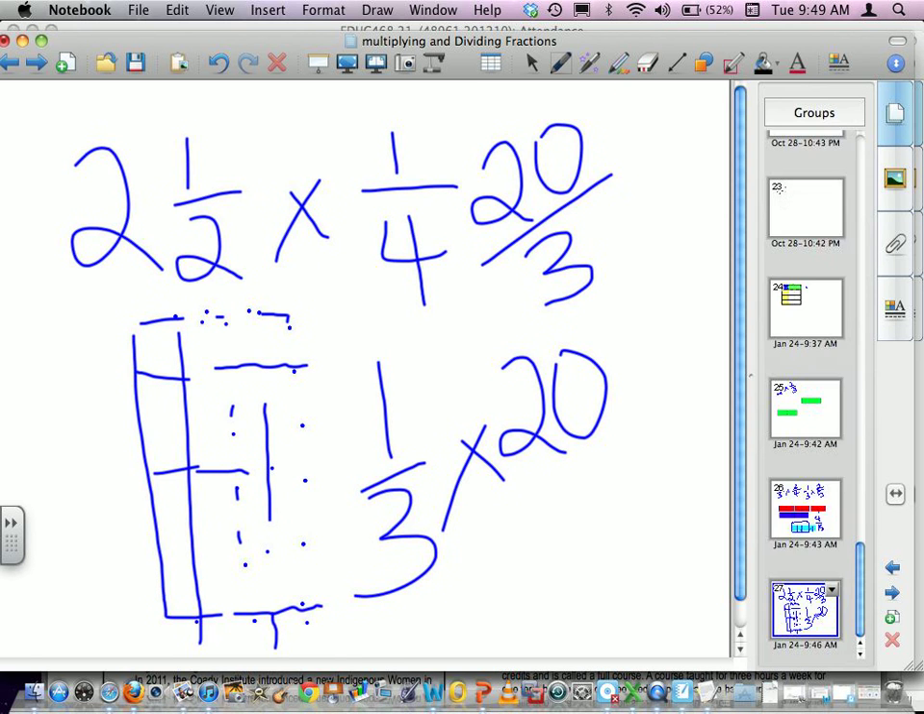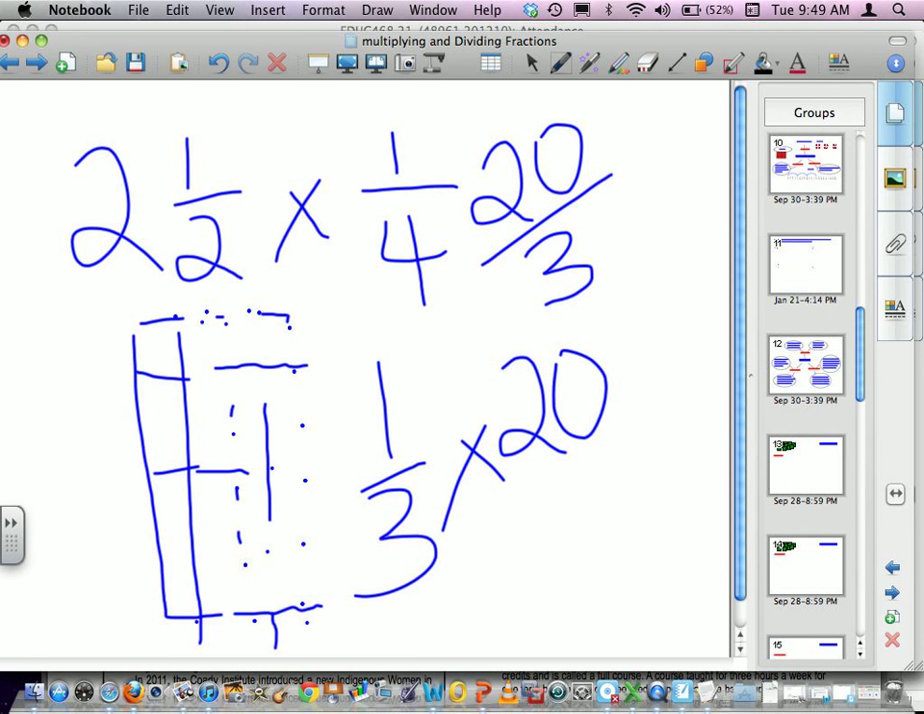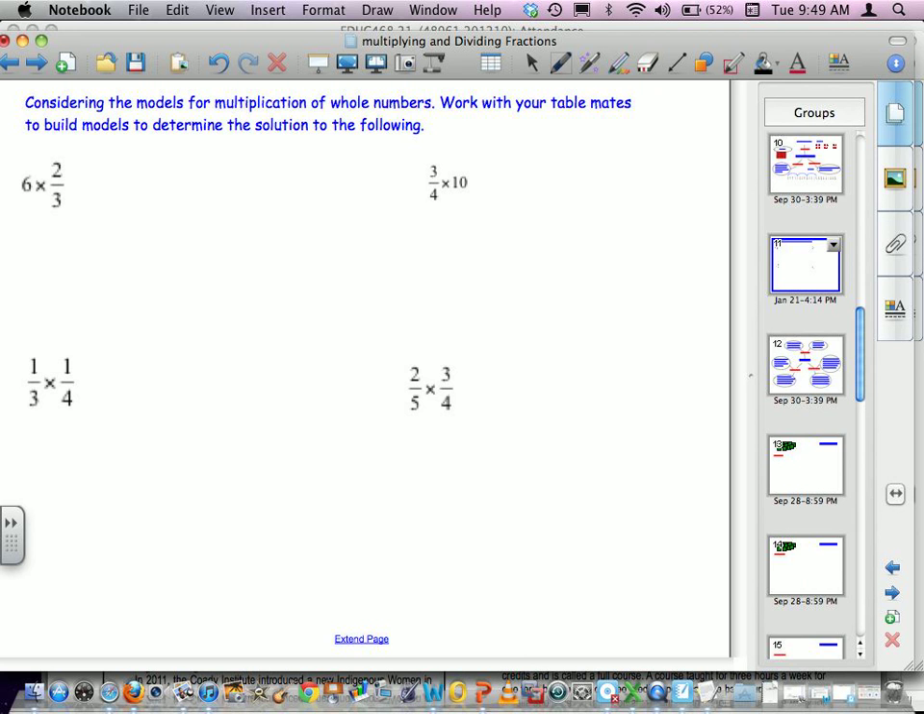Let's go back up to question 2 that we skipped, because we're going to talk a little bit about division before we run out of time.